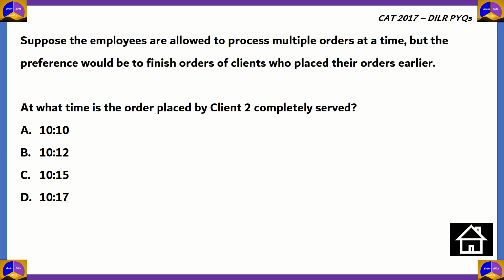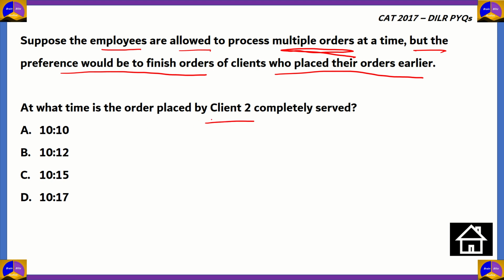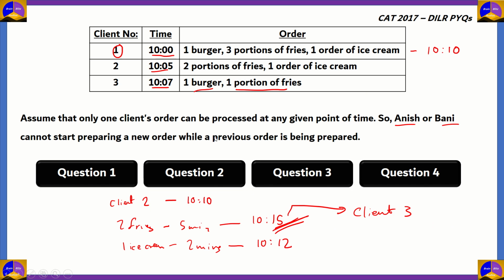Now let's look at question 3. Now over here, they tweaked the conditions a little bit. Now here it says, suppose the employees are allowed to process multiple orders at a time, but the preference would be to finish orders of clients who placed their orders earlier. At what time is the order placed by client 2 completely served? All right. Now, what is the change here? Now, over here, if you look at the initial information given, it says that only one client's order can be processed at any given amount of time.